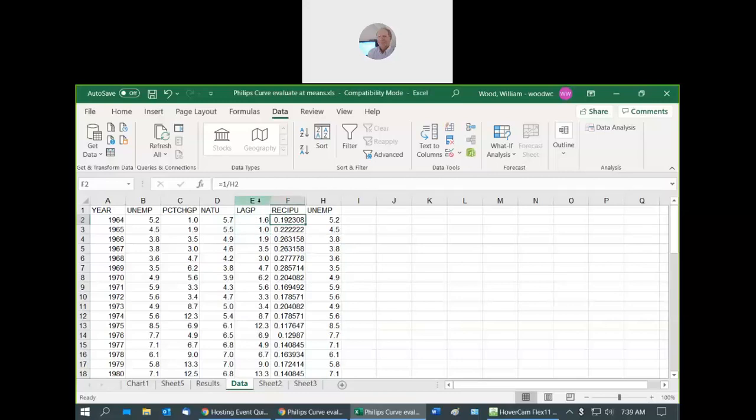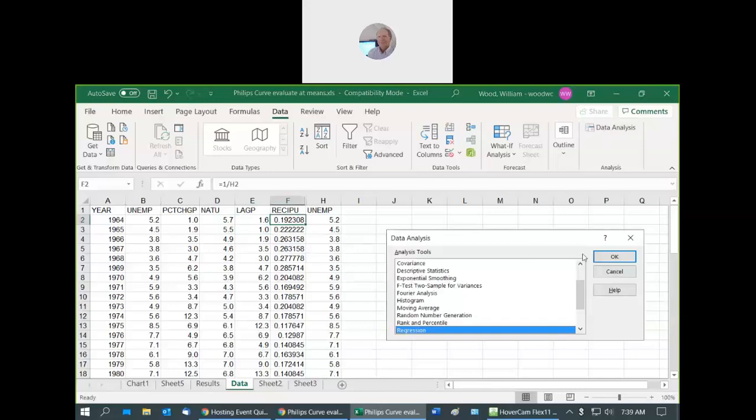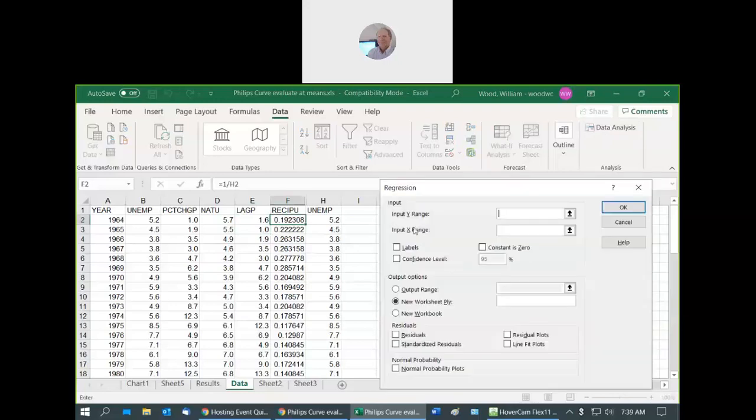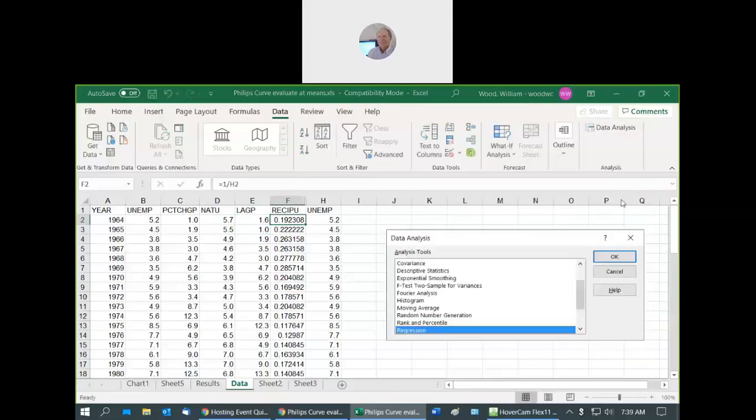And then creating that reciprocal variable there. That's just 1 over H2. Look at that. That's the reciprocal. So instead of plugging in the unemployment rate of 5.2, we plug in the reciprocal unemployment rate, 0.19. So you see, we can do all our data transformations right here visibly in this Excel worksheet, and then go put in for the data analysis here for the regression, the values of our dependent and independent variable ranges. We can do all that. And when we do, here's what we get. The results.